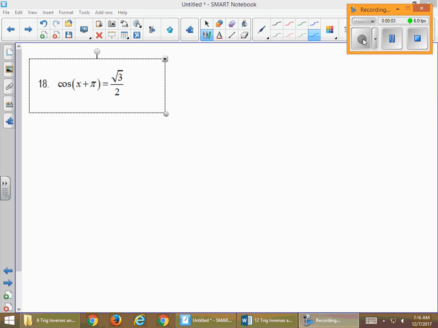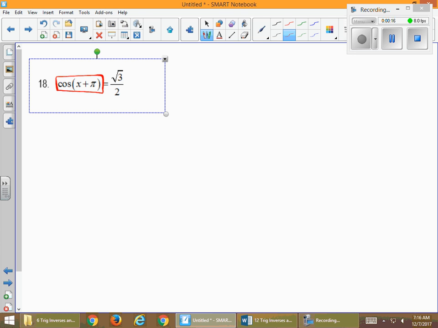All right, number 18. So here on number 18, it's very tempting to just distribute that cosine, but you have to use the identity here. And this is the reason that you have that equation sheet. So over on the equation sheet, you have something that looks like this. And that's what we need to put to use here. Here, x is your a and pi is your b.